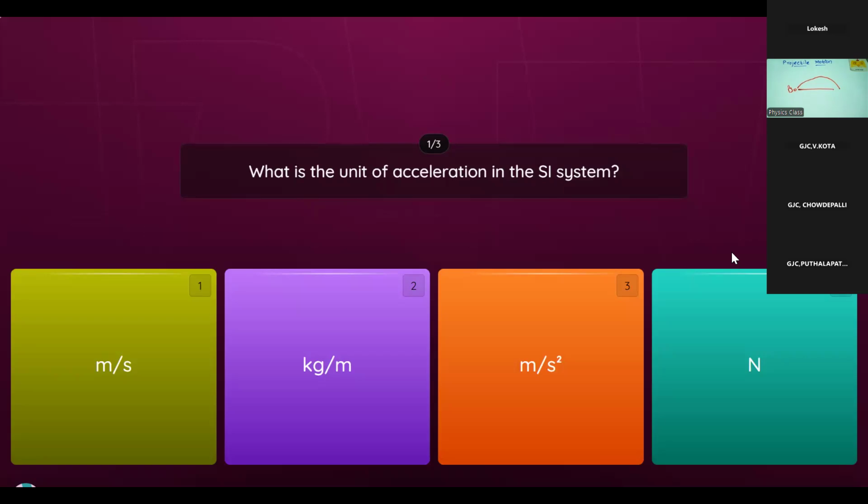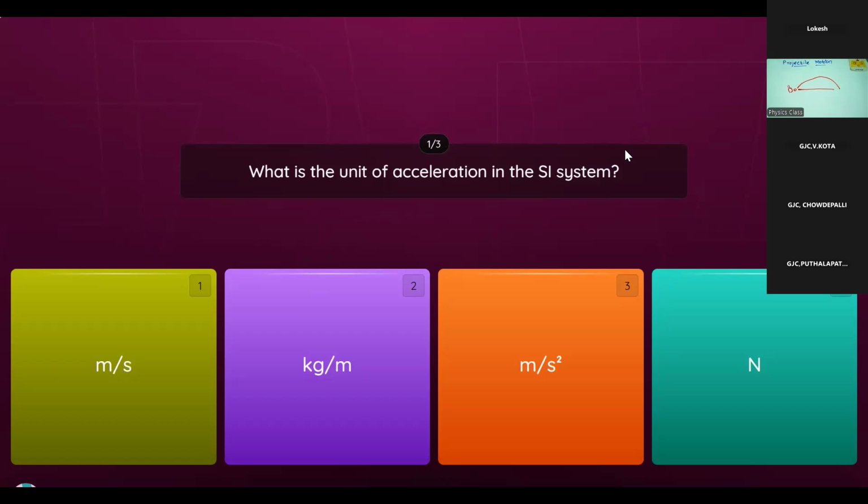First question. What is the unit of acceleration in the SI system? If you know the answer, you can unmute yourself and tell the answer, or you can type in the chat box. You already know about acceleration.